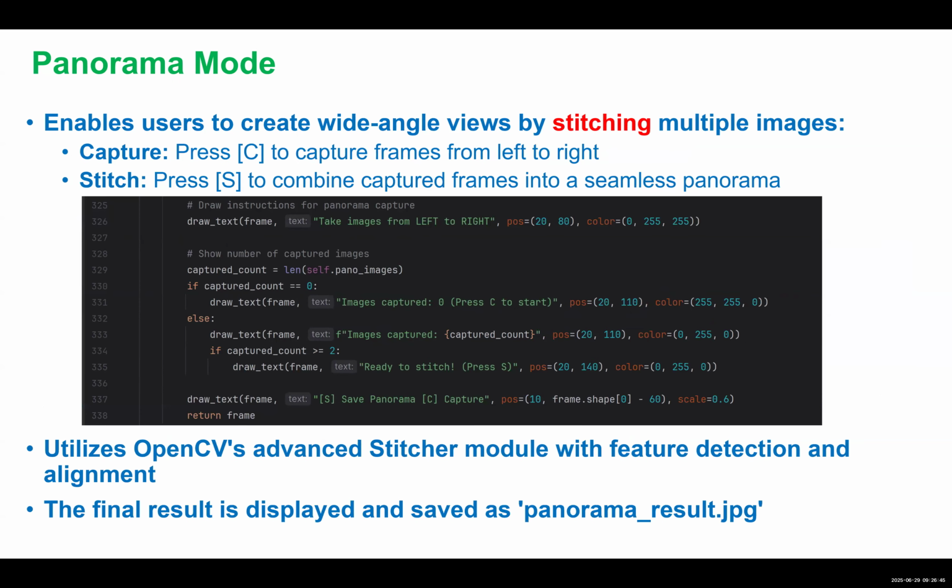Panorama mode enables the user to create wide panoramas by switching multiple images. Press C to capture a frame from left to right, then press S to combine the captured frames into a seamless panorama. You utilize OpenCV's stitching module with feature detection and alignment.